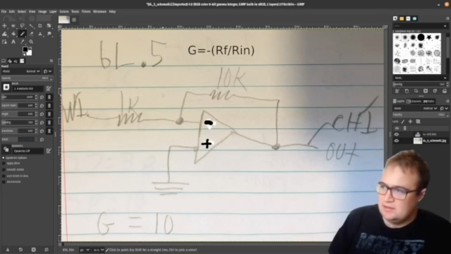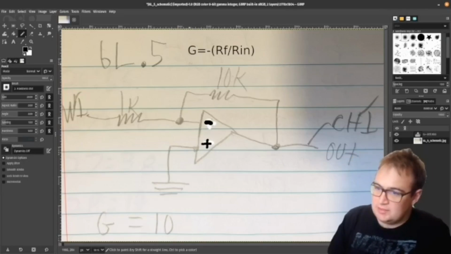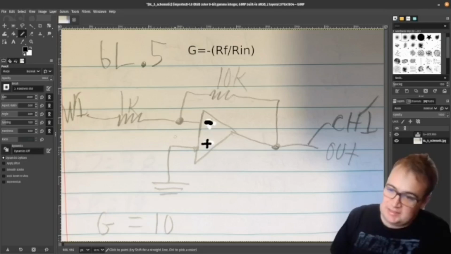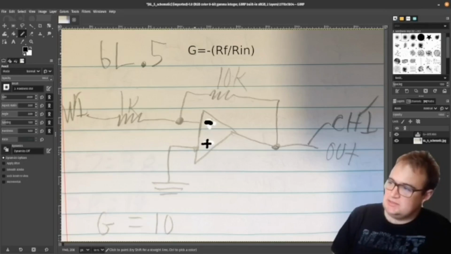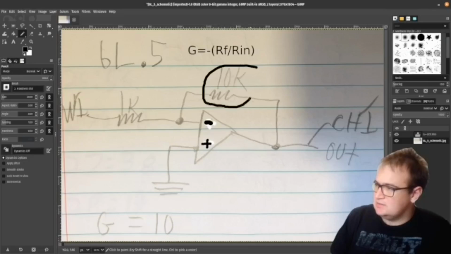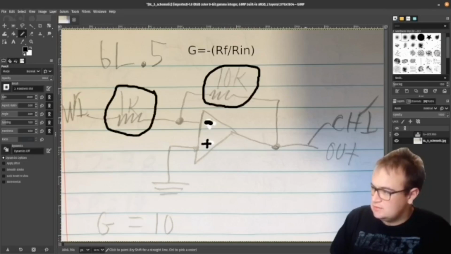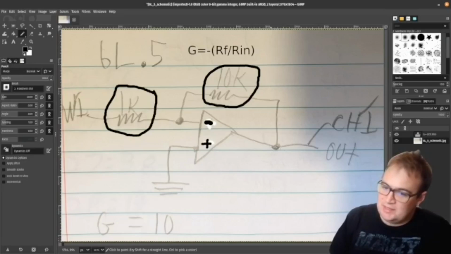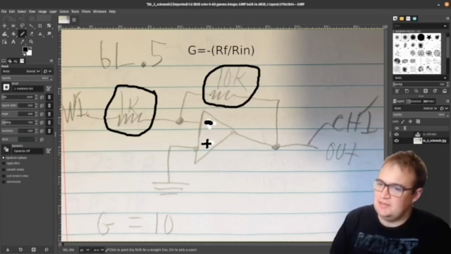So to start with, let's look at the formula for the gain to figure out what we'd be expecting, which is this formula here: negative RF divided by RN. RF is this 10K, and RN is this 1K here. So we'd expect minus 10 times whatever we put in with the wave function generator.